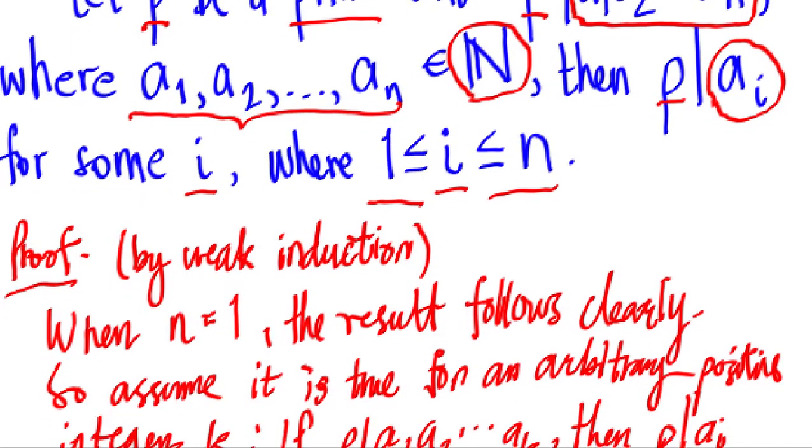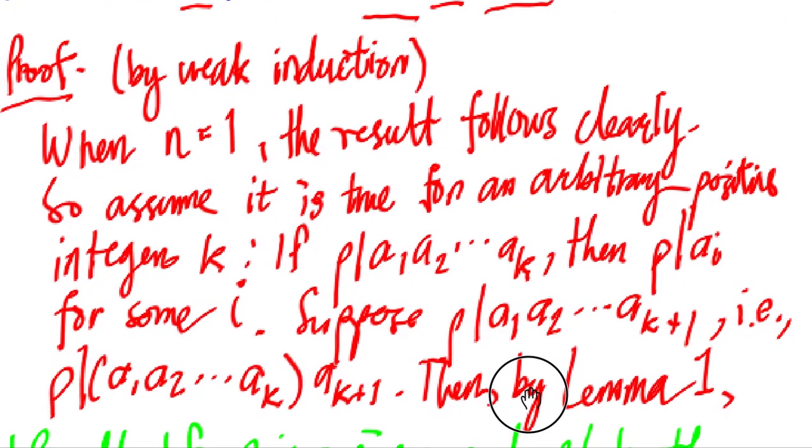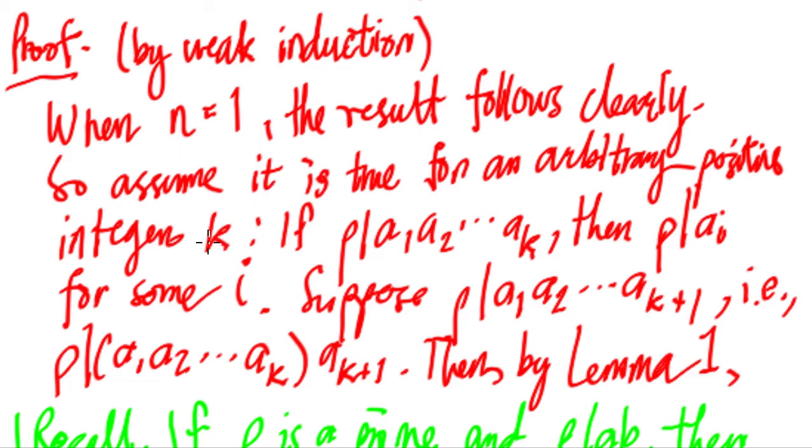So we will assume that it is true for an arbitrary positive integer k. So if p divides a sub 1 up until a sub k, then p divides a sub i for some i between 1 and k. Suppose p divides all the values a sub 1, a sub 2 up until a sub k plus 1, that is, all of these factors plus the additional factor a sub k plus 1. That's the induction hypothesis.